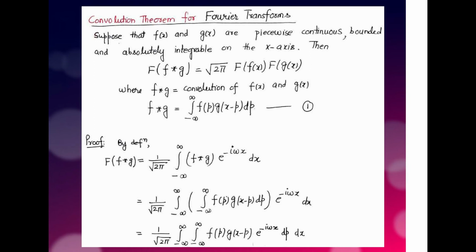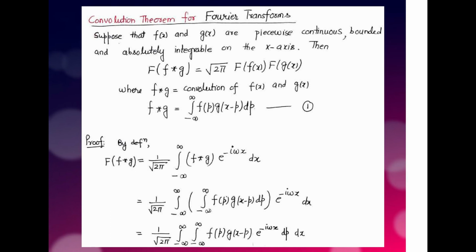Convolution theorem for Fourier transforms. See equation number 1 here. For given two functions f and g, the convolution is defined as integration from minus infinity to plus infinity f of p g of x minus p dp. Here we are integrating with respect to p, substituting the limits from minus infinity to plus infinity, and finally after integration we have a function of x. That function is called convolution of f and g.